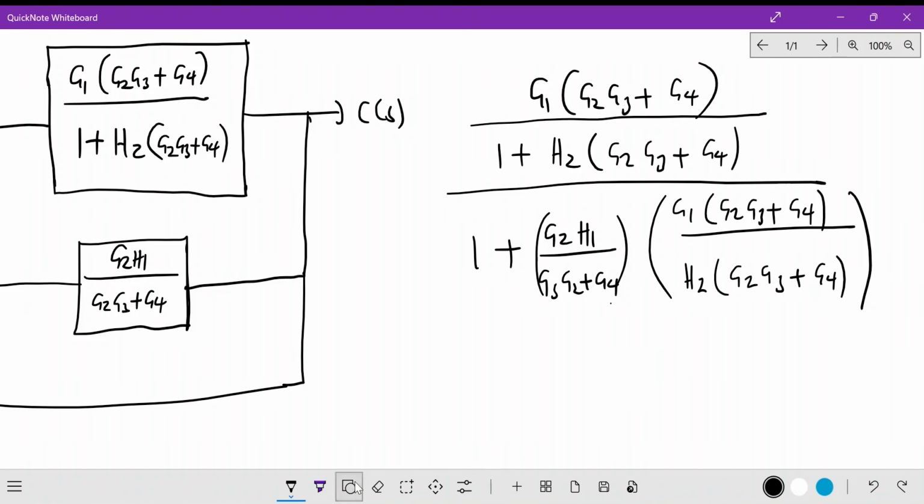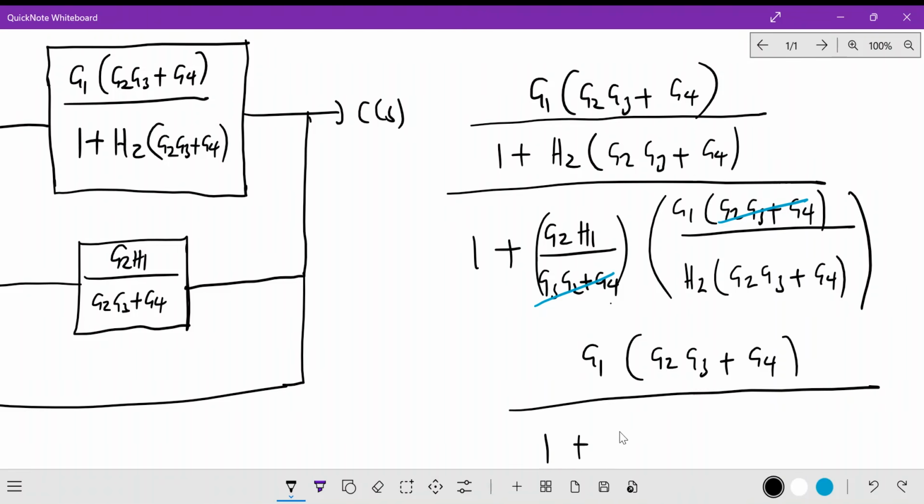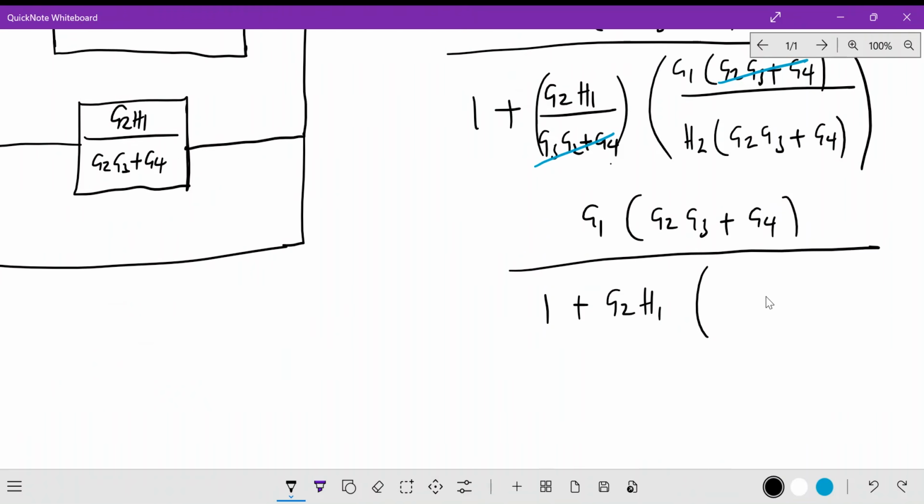Now if you notice here very well, we can cancel some terms, right? This and this can be cancelled out. So it just remains with G1 times G2 (G3 plus G4), divided by 1 plus G2 H1 multiplied by, on top we just have G1 over H2 times G2 (G3 plus G4), something like that.